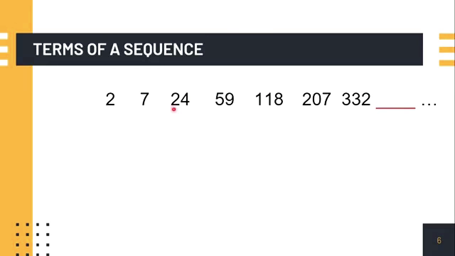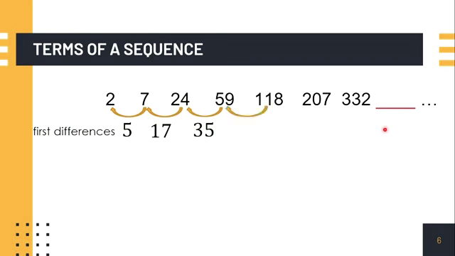Next. We have 2, 7, 24, 59, 118, 207, and 332. We're going to predict the next term. First, we're going to get the first differences. So, 7 minus 2, that is 5. 24 minus 7, that is 17. 59 minus 24, that is 35. 118 minus 59, that is 59 also. 207 minus 118, that is 89. 332 minus 207, that is 125.